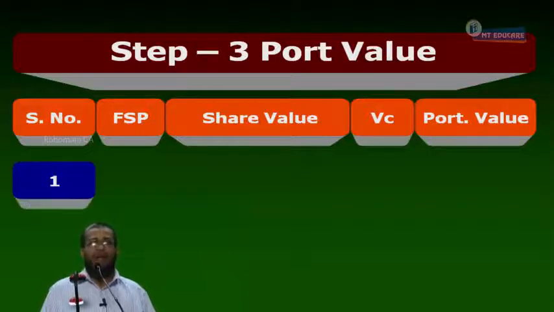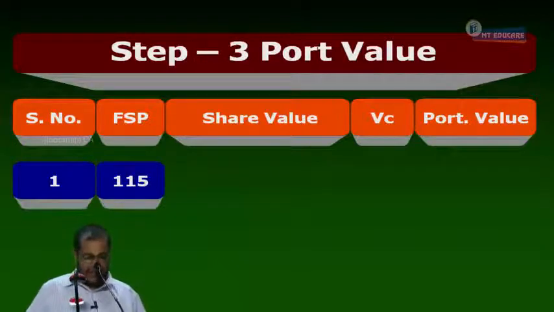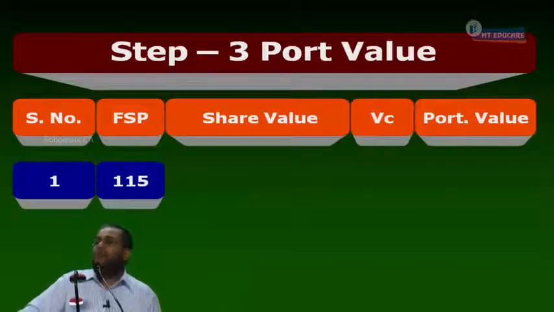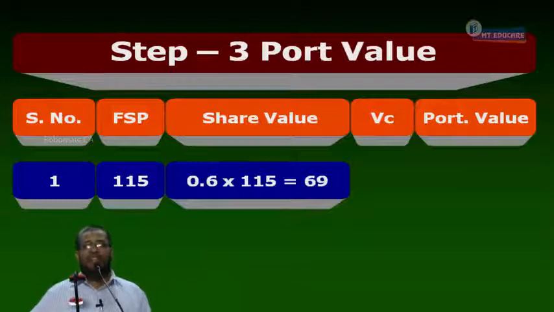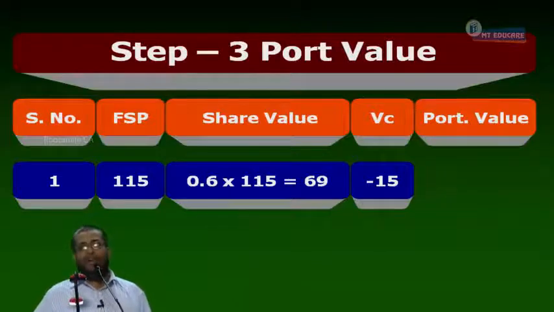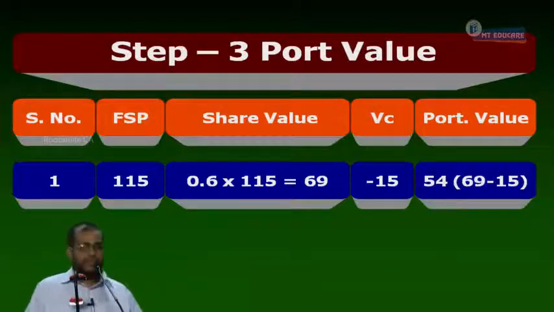Situation 1. FSP can be what? 115. FSP can be 115. If I hold one share, what is my worth? 115. I am holding only how much? 0.6 shares. So my share value is 0.6 into 115, 69. Will the other party exercise the call or not? Yes. Due to which my call value is minus 15. If I add, what is my portfolio value? 54. The portfolio value is 54.